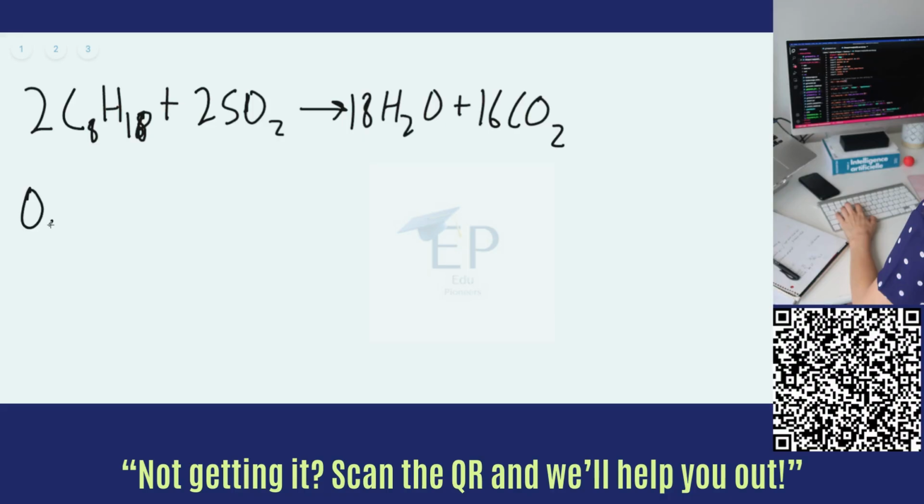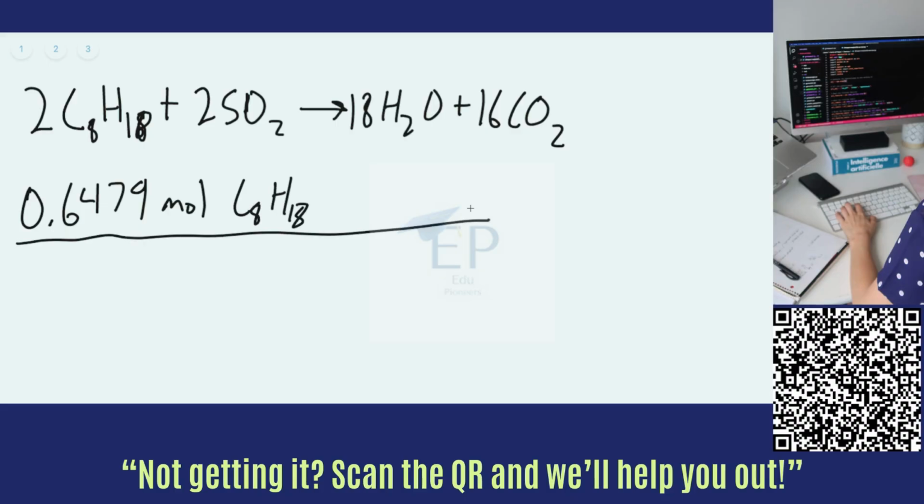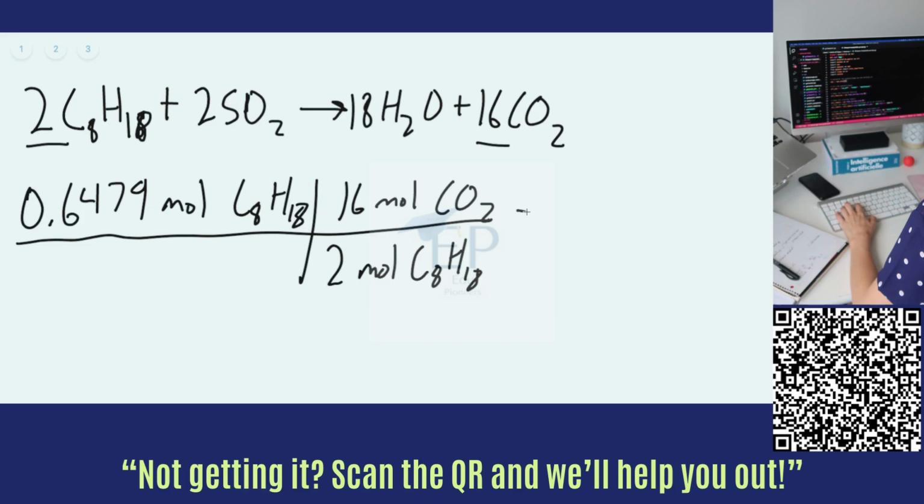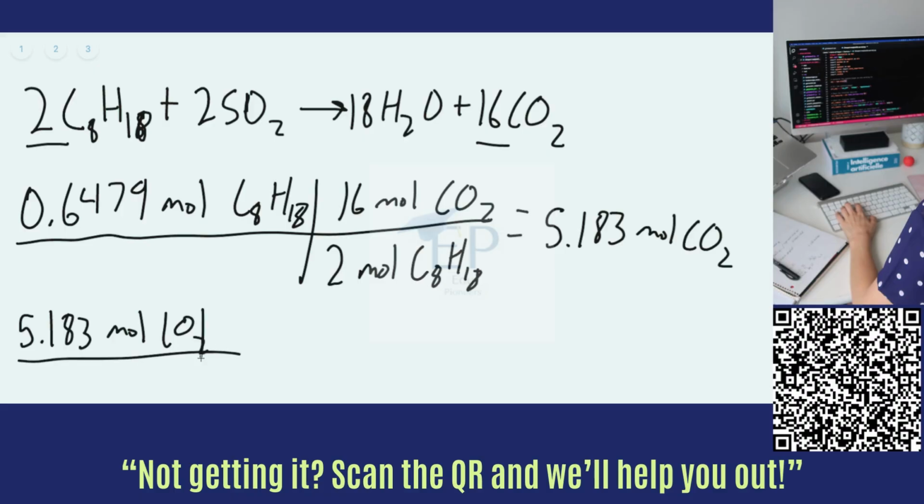And so now we take our 0.6479 moles of octane and do a mole to mole ratio where we have 2 moles of octane for 16 moles of CO2, just our 2 here and our 16 here. And that gives us that we have 5.183 moles of CO2.